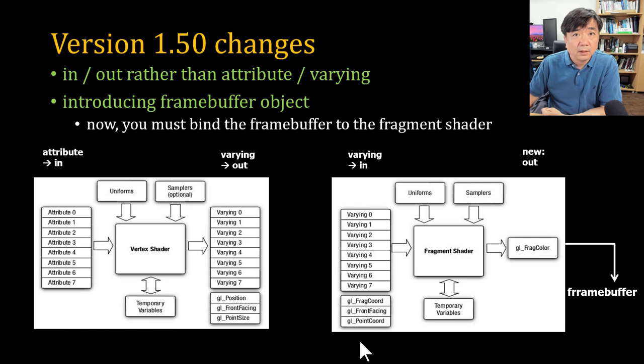So, in the case of GLSL 1.5, attribute and varying are changed into in and out, and in the fragment shader, varying is changed into in, and the fragment shader output is out. And in the case of version 1.5, the fragment shader output must be bound with the frame buffer. So that kind of thing is the major difference.